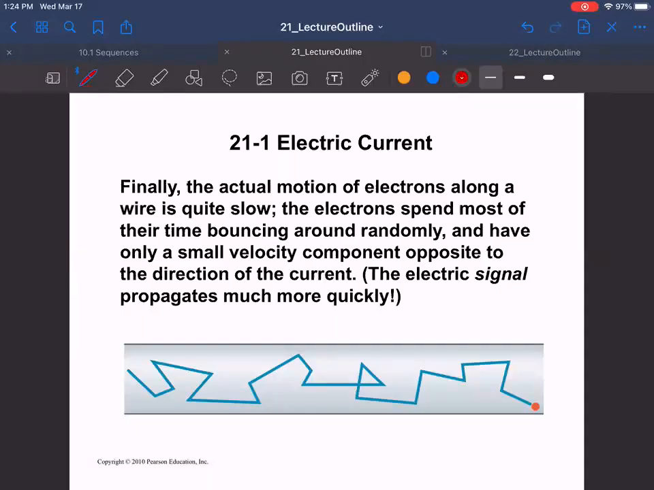Basically it bounces around, in my mind, like Plinko. It's bouncing around between the cores of the atoms and stuff like that, and bounces and bounces and bounces and makes an overall progress through. And that overall progress through is actually called the drift velocity.